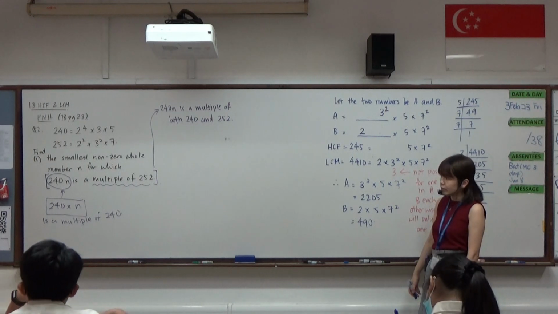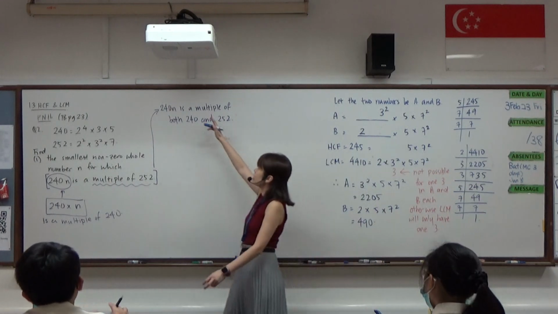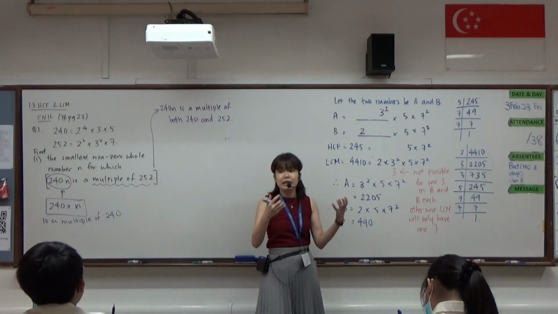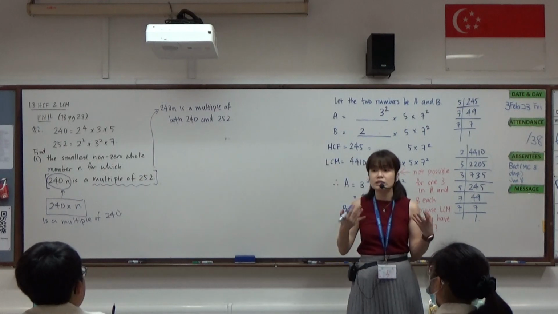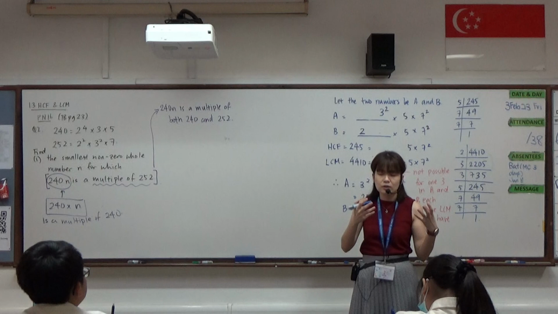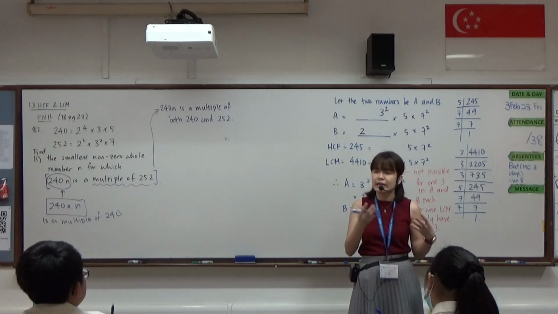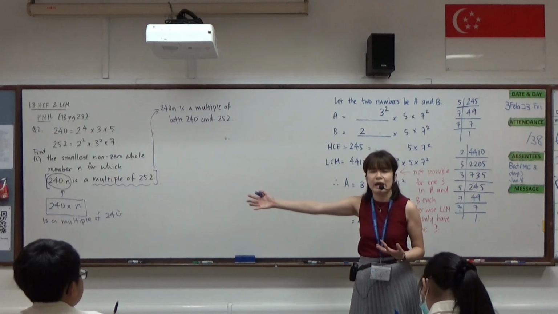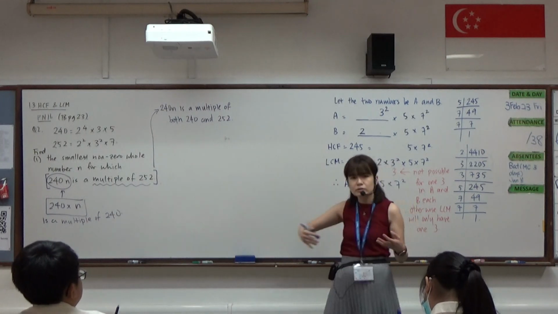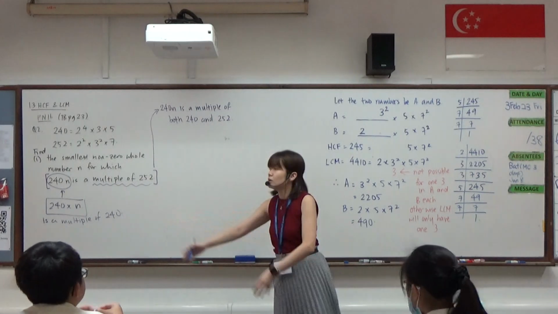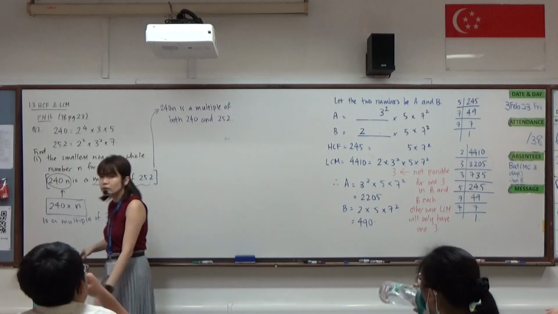Since you're looking at a number that is a multiple of both, we have already learned that concept through lowest common multiple. And we only have lowest common multiple that we can find. There's no such thing as highest common multiple. Highest common multiple cannot be exactly found because multiples go on forever. So we cannot find the highest one. We can only find the lowest common multiple.